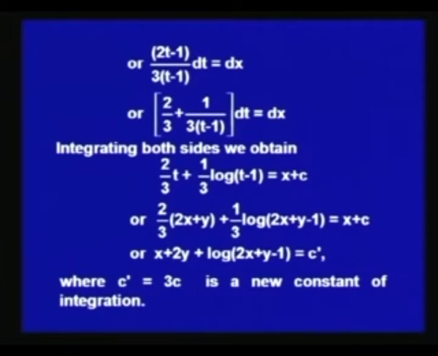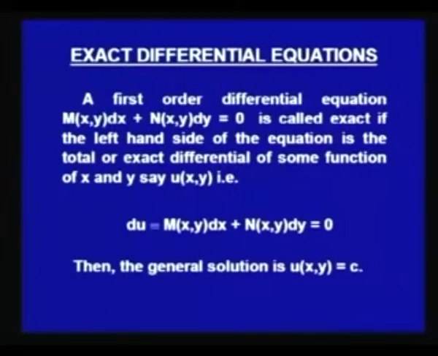into t plus 1 by 3 log (t minus 1) equal to x plus c. On substituting the value of t, we shall have 2 over 3 into (2x plus y) plus 1 over 3 log (2x plus y minus 1) equal to x plus c, or we will have x plus 2y plus log (2x plus y minus 1) equal to c dash, where c dash is a new arbitrary constant and is equal to 3c.